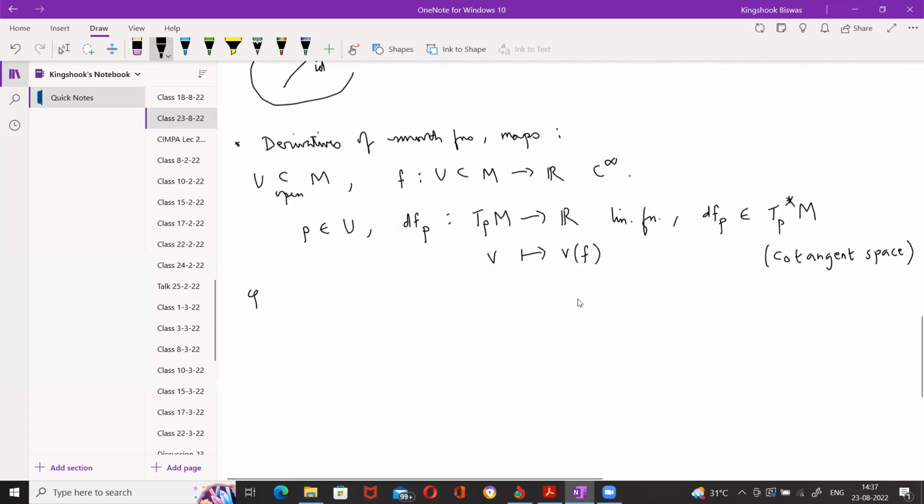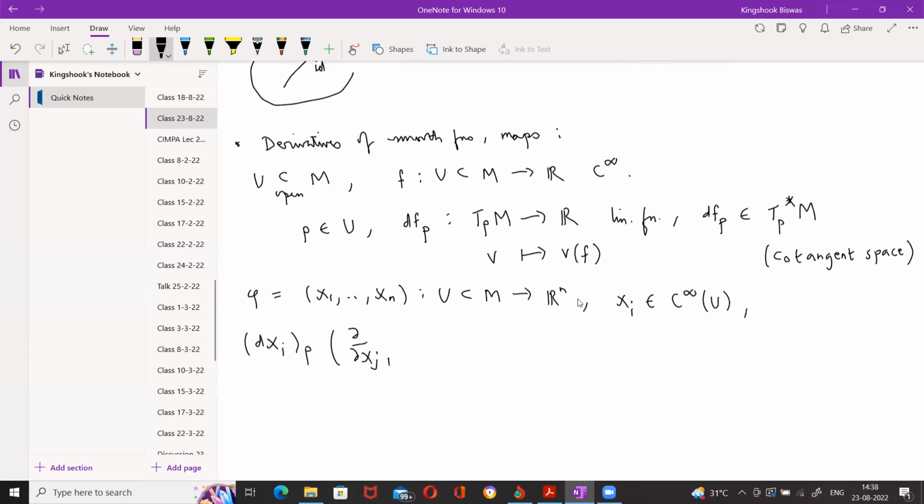For example, if I take a chart phi equal to (x1, ..., xn) on U, then each xi is a C-infinity function on U. And so I can look at dxi at P. This will be a linear functional on the tangent space. Now I can apply this to the basis vectors del/del xj at P. What will this be? By definition, it's del/del xj acting on the function xi. And that is delta ij.